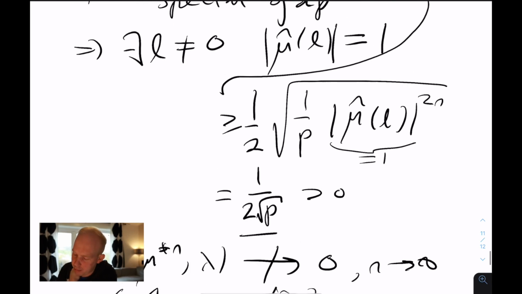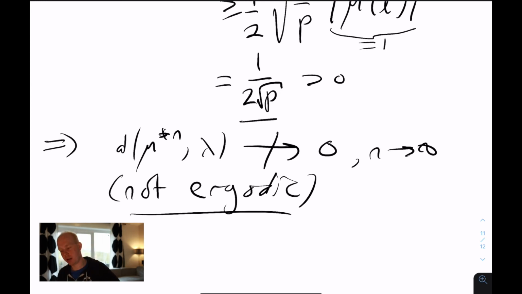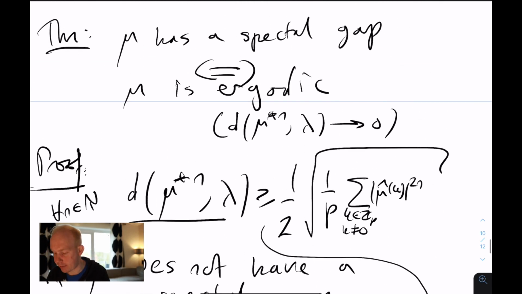So in particular, what we just proved is that if you don't have a spectral gap, you are not ergodic. So that proves that the opposite is true. So we have that you have a spectral gap precisely when you're ergodic in this way. So this was one of the other conclusions that I wanted to say about this.